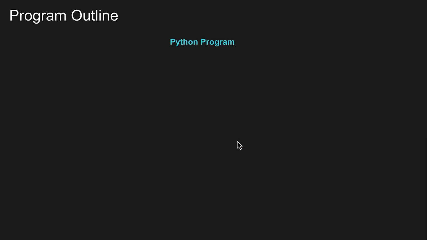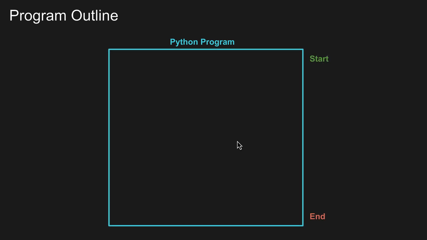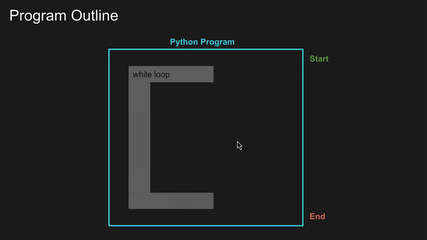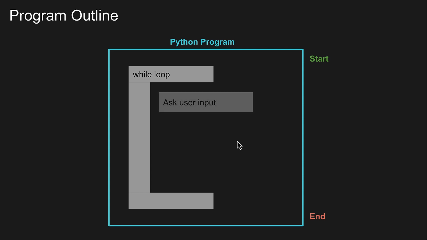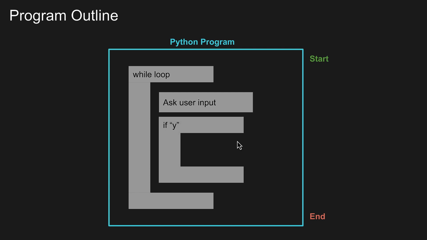For implementation, we should visualize the program as a box. In this box, there's a start and there's an end line. Inside this program, we're going to add a game loop, or a while loop in Python. And first, we're going to ask the user for a yes or no response. And then we're going to check to see if the user entered yes. If so, we're going to call the coin flip function.